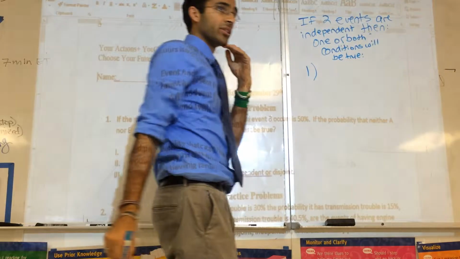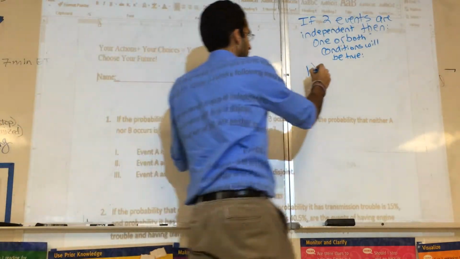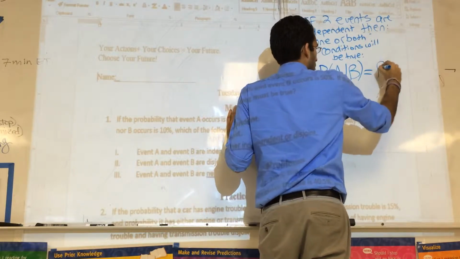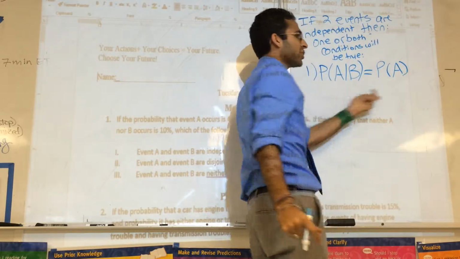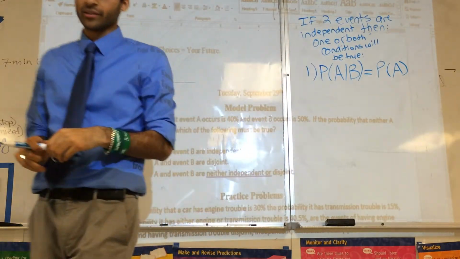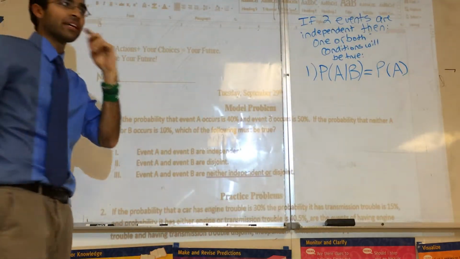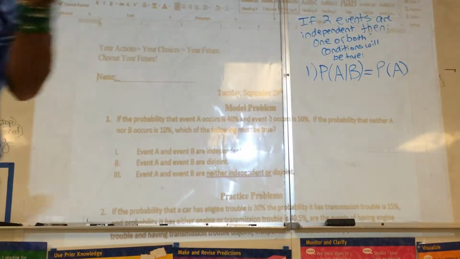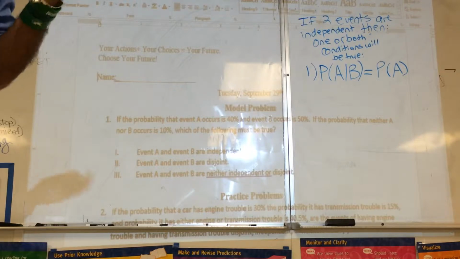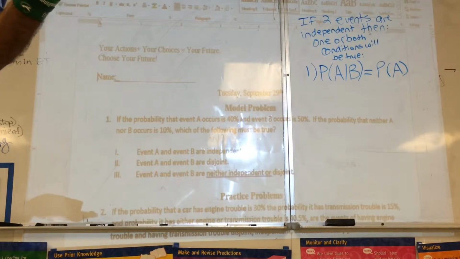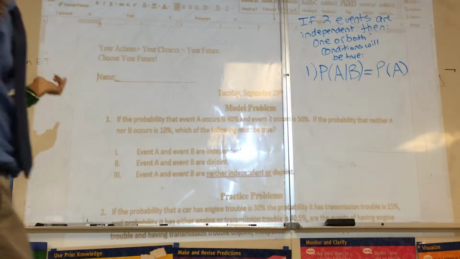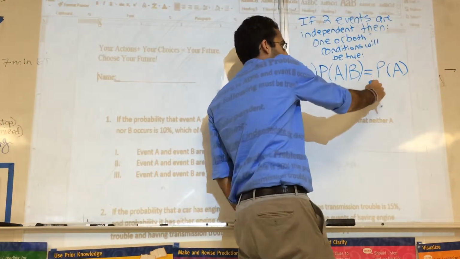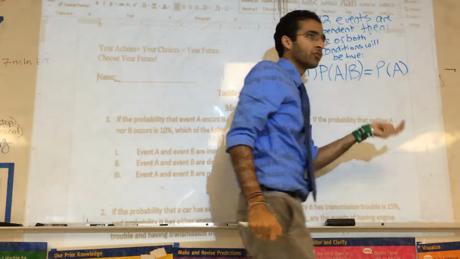So the first condition is the following. Probability of A given B should equal the probability of A. If this is true, then A and B are independent. And this should make intuitive sense. If A and B are independent, that means whether B happens or not doesn't affect A's likelihood to happen. That's what independent means. B's happening does not affect whether A's happening. So the probability of A given B should equal the probability of A if two events are independent.